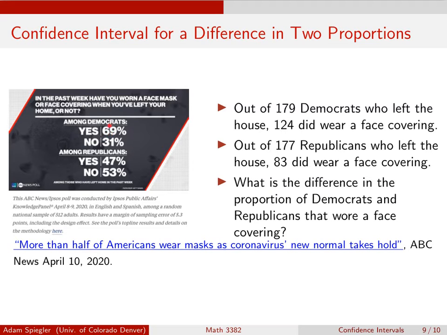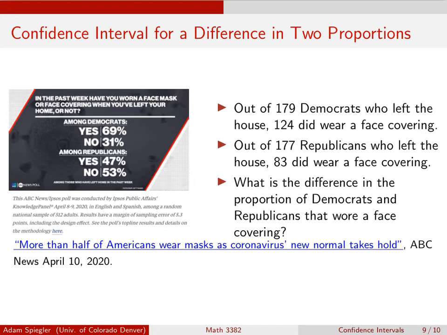And so for the Democrats, that was 69%, and for the Republicans, it was 47%. So it looks like these two groups are behaving differently in regards to whether or not they're covering their faces when they left the house. And so, again, we wouldn't want to say that this is definitely the difference in the proportions, because if we collected a different sample, we're going to get some slightly different values. So we want to consider how we can build some error into these estimates to construct an interval estimate for this difference in the two proportions.